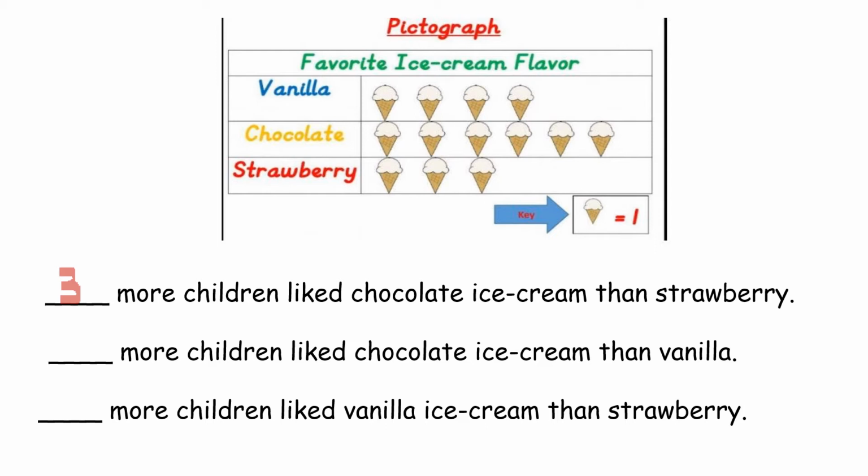As we continue, we have: how many more children like chocolate ice cream than vanilla? So we are going to look at the chocolate and we are going to look at vanilla. We are going to match again. So we match. We have no more vanilla ice cream. So therefore, how many more children like chocolate? We have 1 and we have 2. 2 more children like chocolate than vanilla.